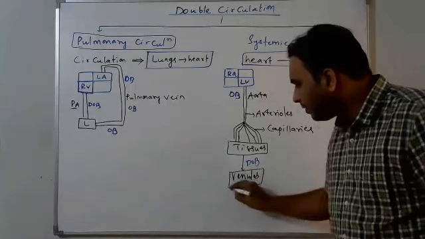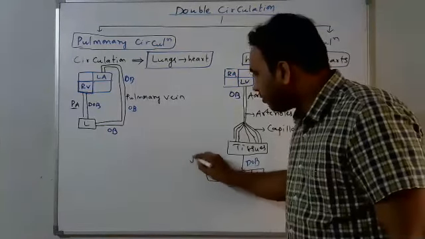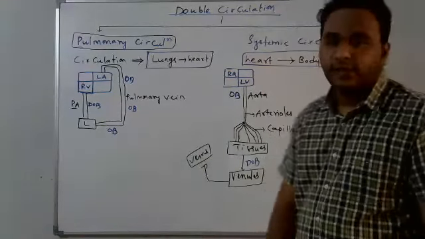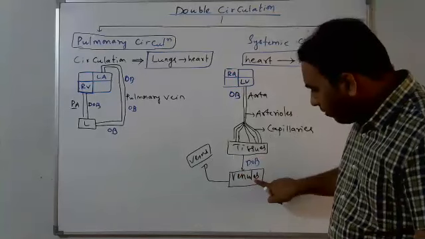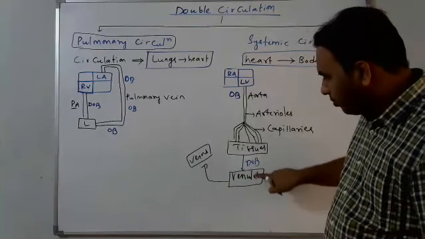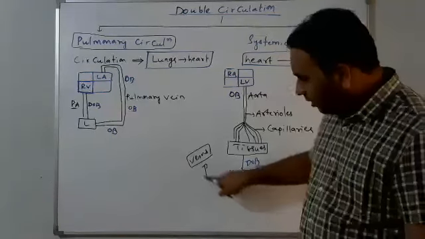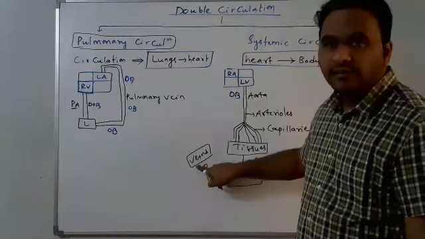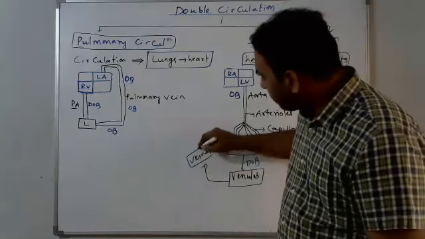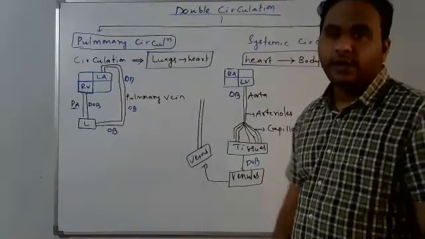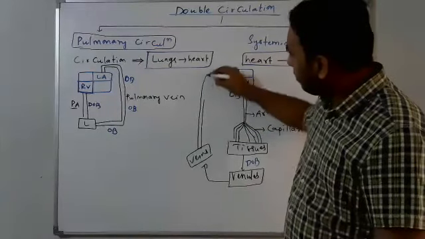Venules. Next, veins, because branches of veins are called venules. Venules are distributed to tissues, and tissues will send deoxygenated blood into venules. Again, venules send deoxygenated blood to veins. This all happens. Next, vena cava, the largest vein.